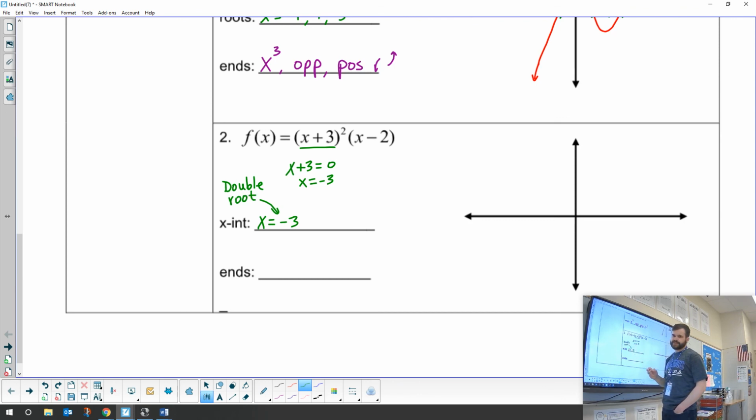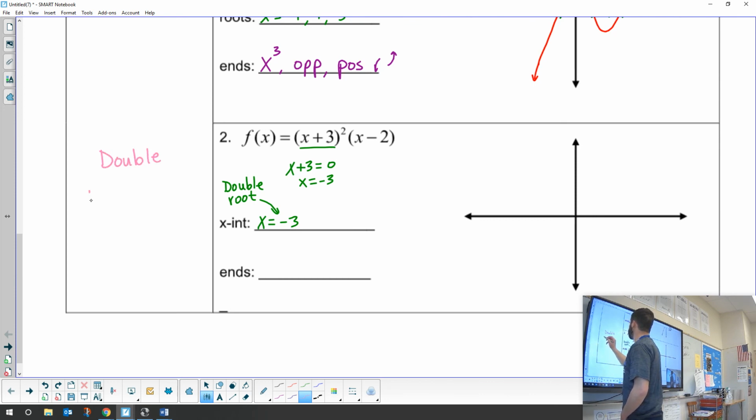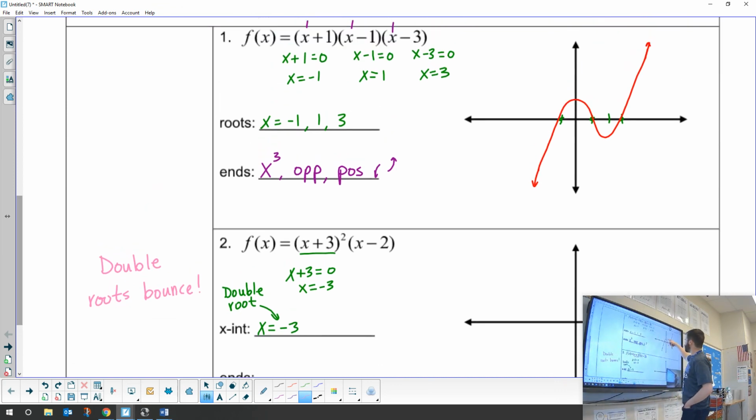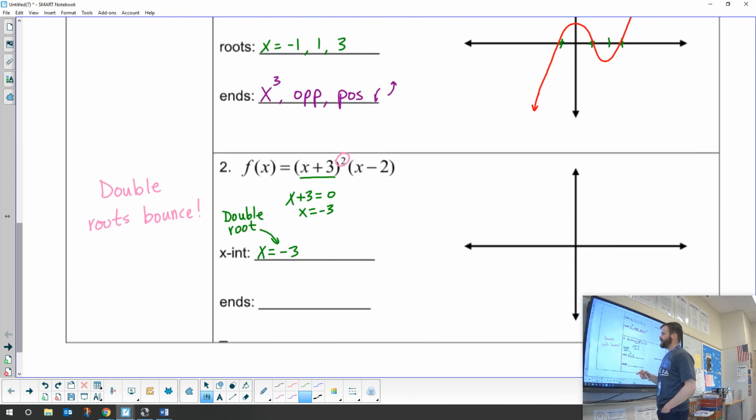And I'm going to write something special about this over the side. I'm going to write that double roots bounce. And what I mean by that is, on our last one, you see how my graph goes through the line? If you have a double root, instead of going through the line, it's going to bounce off the line. So if you ever see something that's squared, when it's squared, that's what creates a double root. So since we have this whole parentheses squared, that creates my negative 3 as a double root. And so double roots bounce.